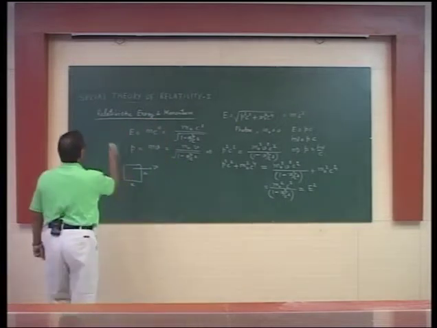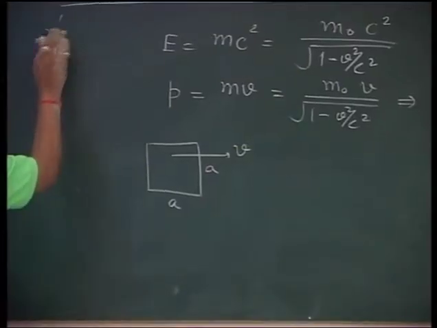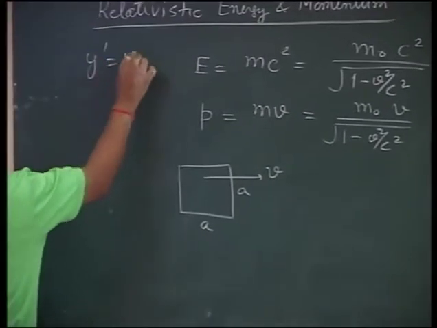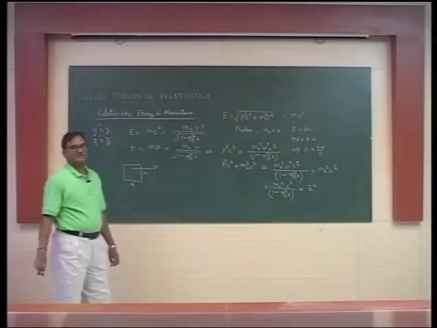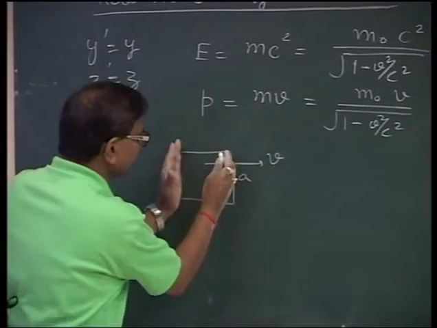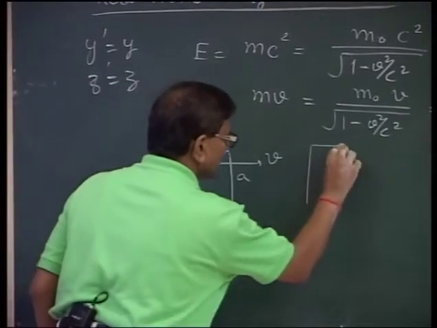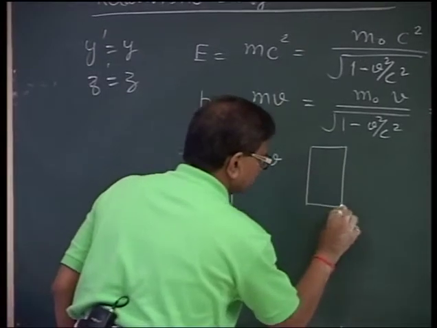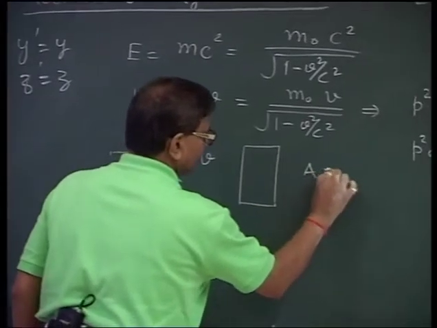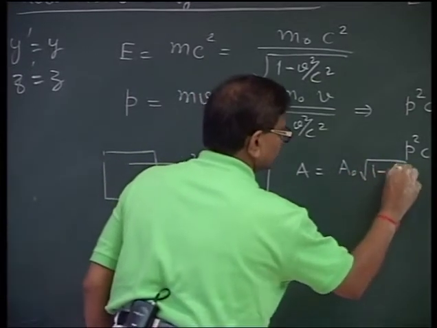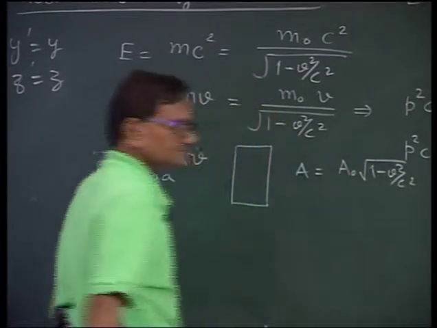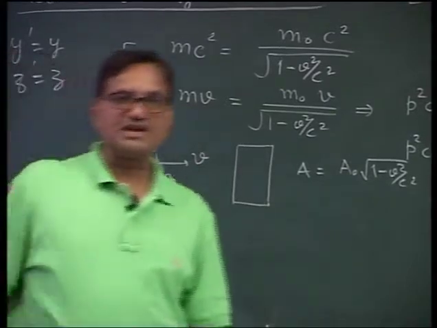Why? Because of Lorentz transformations, y dash is equal to y and z dash is equal to z. Only x contracts. Therefore, only this side will contract. This will look like a rectangle and therefore area will be equal to A0 square root 1 minus v square by c square. Similarly, what shall happen to the volume?